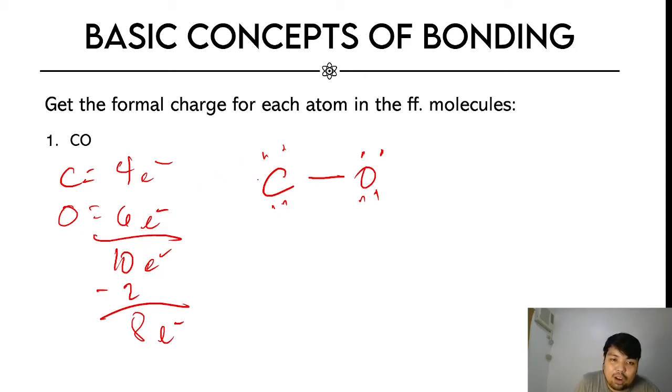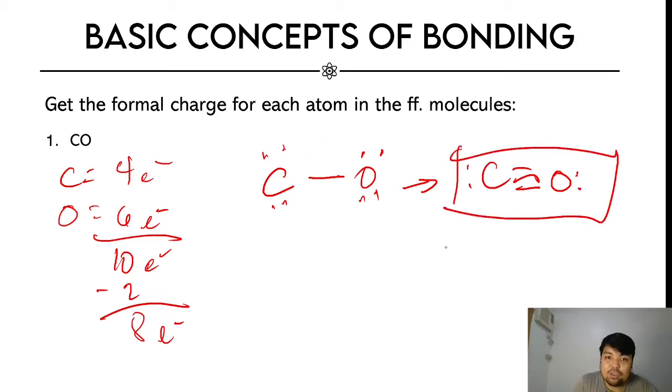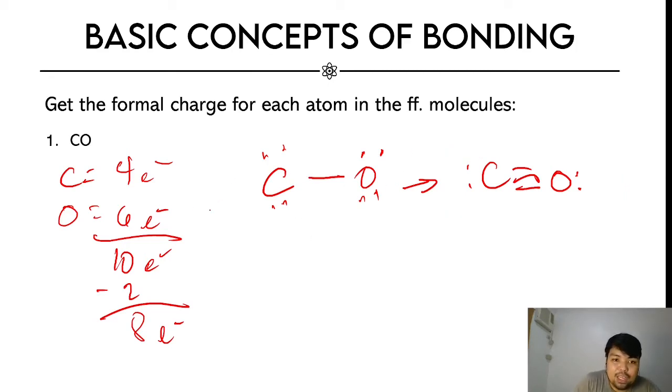Okay? So para mag-complete octet sila, we form a CO triple bond, right? So we have 2, 4, 6 valence electrons na nagamit. Then we have 4 valence electrons left, so we distribute those 2 evenly. Okay? So this will be the correct Lewis structure. Now, we determine the formal charge of each.